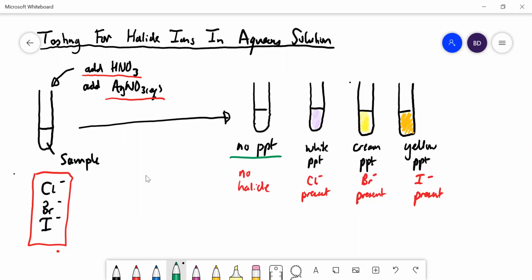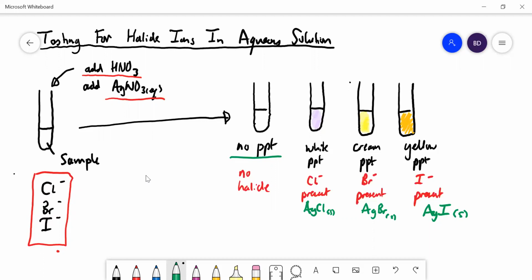If you get a white precipitate, it means the chloride is present, and the white precipitate is because you form silver chloride, which is very insoluble. If you get a cream precipitate, it means bromide's present, and that is because you get a precipitate of AgBr. And if you get a yellow precipitate, it means that you have iodide ions present in your original sample, and the yellow precipitate is because you've got silver iodide there. So all of the silver halides are very insoluble, and they'll form a precipitate.